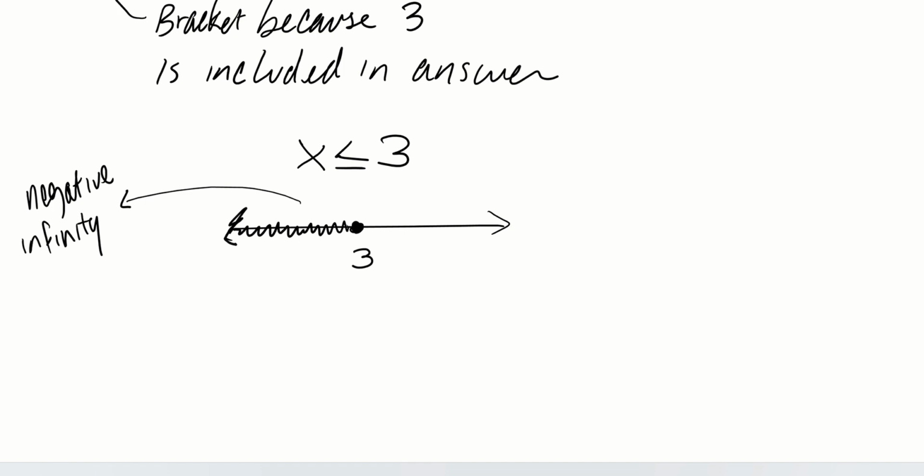And so our interval notation is going to look a little bit different. Our lower bound, or our lower number, is negative infinity. And because we'll never actually reach there, we put a parentheses. And our upper number is 3. And because our answer includes 3, it's less than or equal to, we're going to use a bracket.